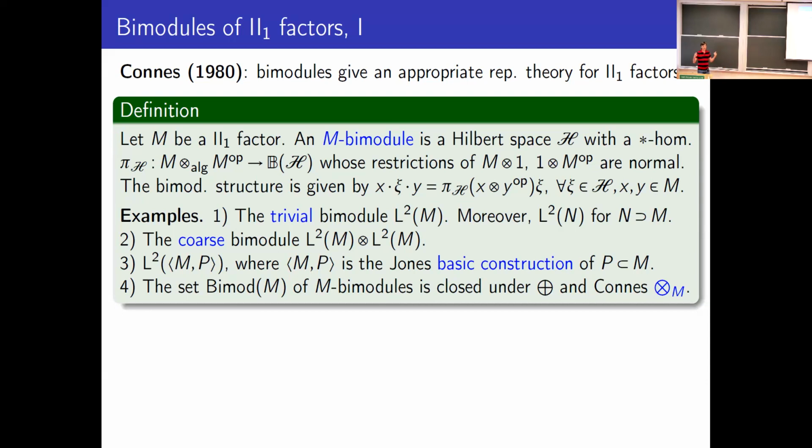You have to complete the space with respect to the semi-finite trace. And in fact, this is also, maybe I can write it, an instance of the second example. So this is isomorphic as an M bimodule with L2 of M Connes tensor product with L2 of M over P as M bimodules.